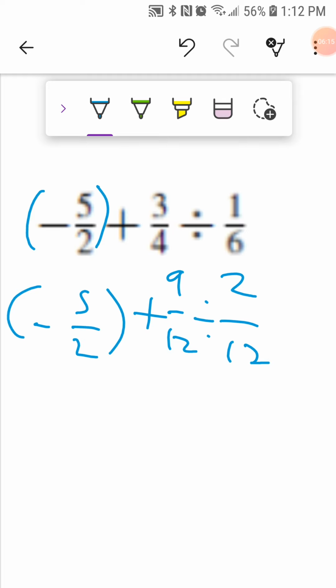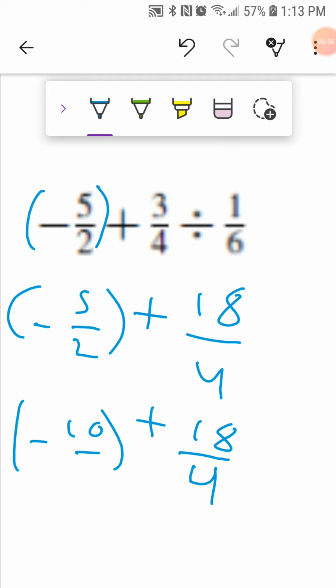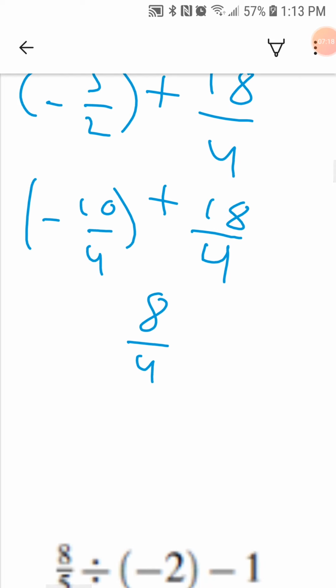Now we need to do the division first. No, wait, we didn't need to do that. For the division, you cross it, so 6 times 3 is 18. 1 times 4 is just 4. 18 of 4. Then change this to 10, negative 10 of 4. And now we're adding them. So negative 10 plus 18, positive 8 of 4. Or in other words, 2.